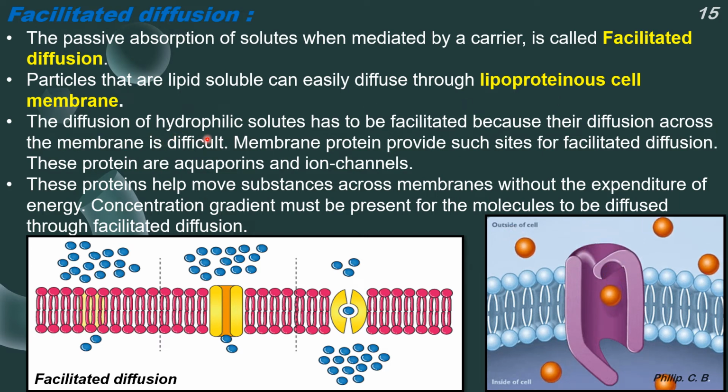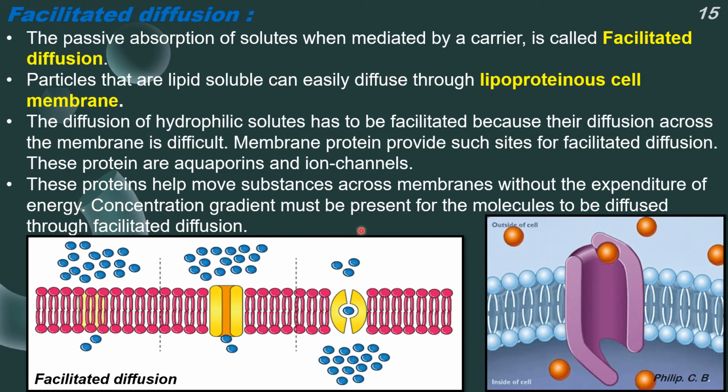So the diffusion of hydrophilic solutes, meaning water loving solutes, has to be facilitated because the diffusion across the cell membrane is difficult. So the membrane protein provides such sites for facilitated diffusion. These proteins are aquaporins and ion channels. So as you saw in the earlier images, aquaporins and the ion channels through which the water molecules pass through the cell membrane. These proteins help move substances across the membrane without the expenditure of energy. So there is no expenditure of energy.